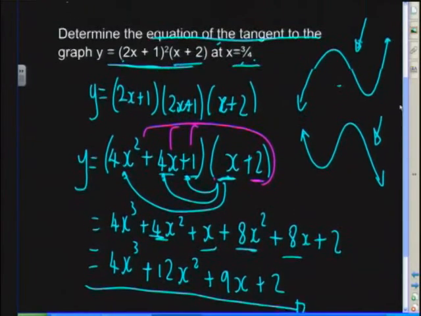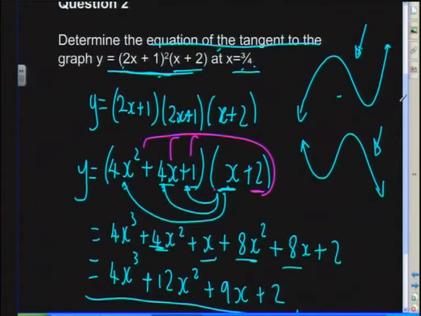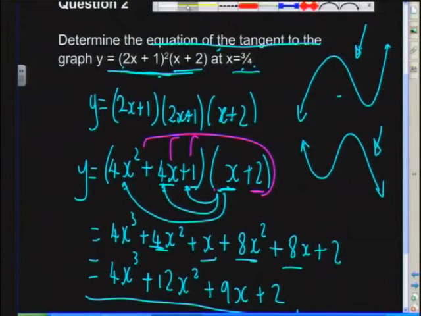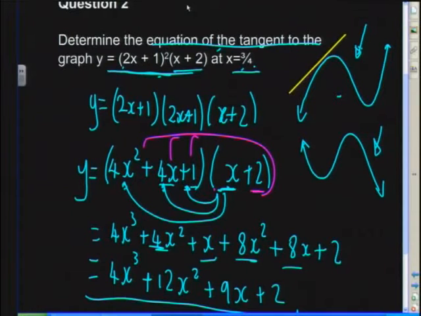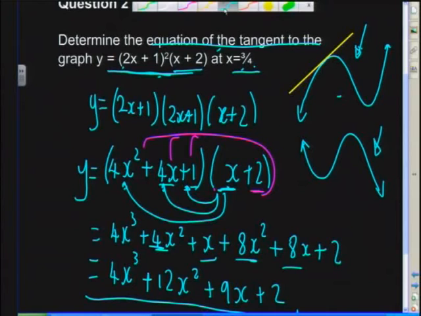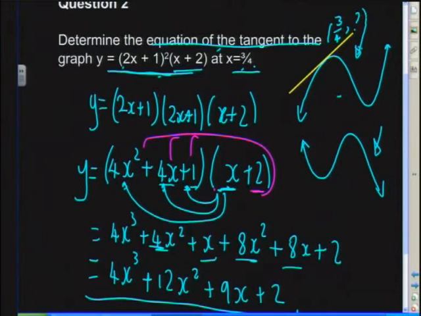So this is what's happening. We've got one of these graphs, and we have a tangent that's just touching it at a point, and all they've given us is the x coordinate at that point. So we know that x is 3/4, but we don't know what y is. And they want to find the equation of this tangent.